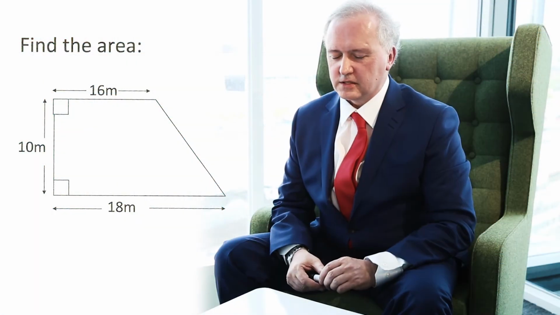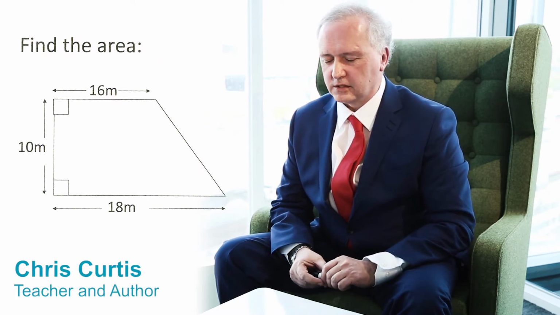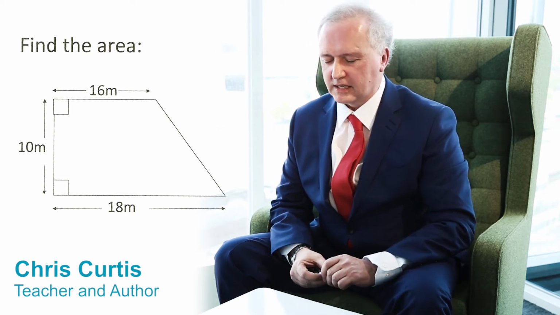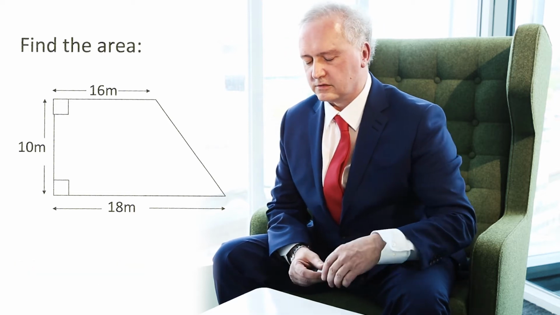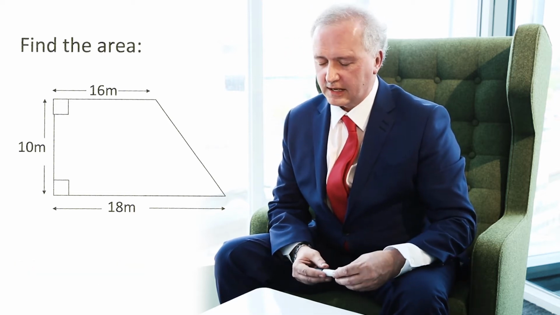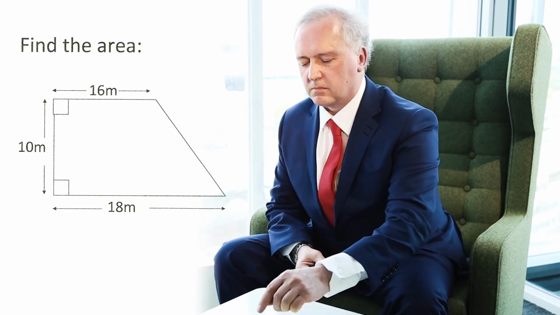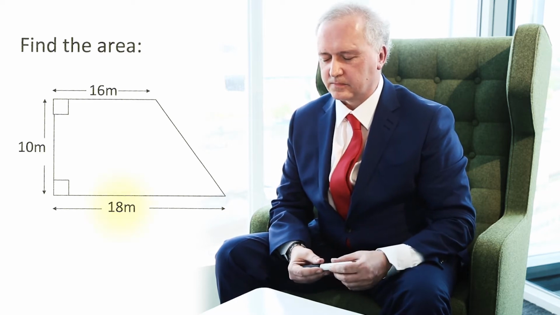Well, finding the area of a trapezium is a really important formula which we need to use. I'm using a right-angled trapezium to illustrate the key aspect of the formula we're going to use. Effectively, what we need to do is to find the average length of the two parallel sides. In this example, my two parallel sides in my trapezium are 16 metres and 18 metres.